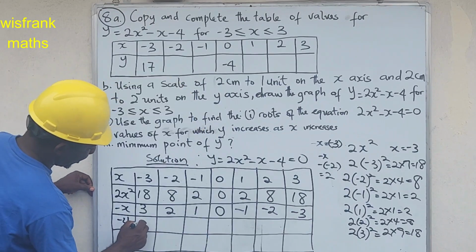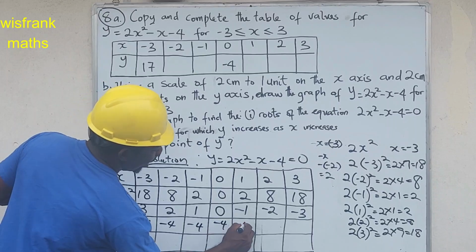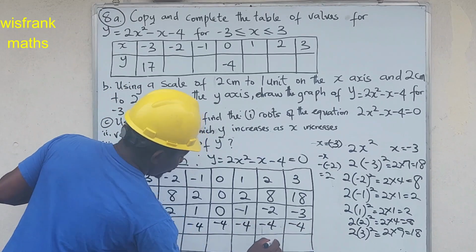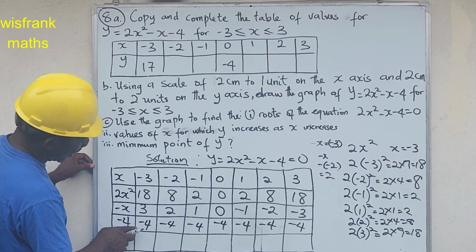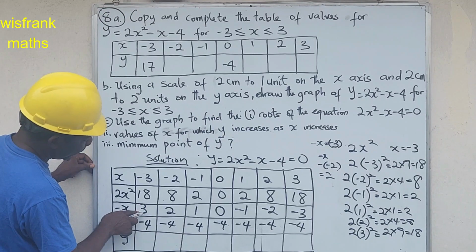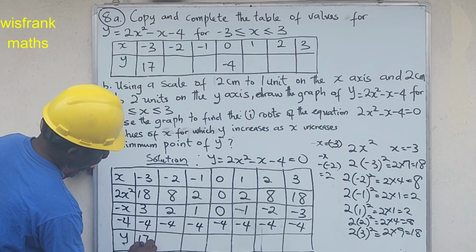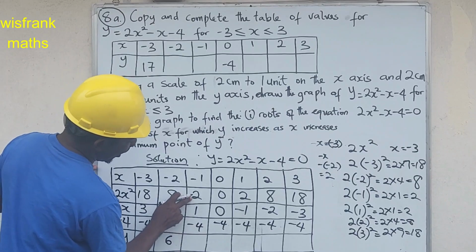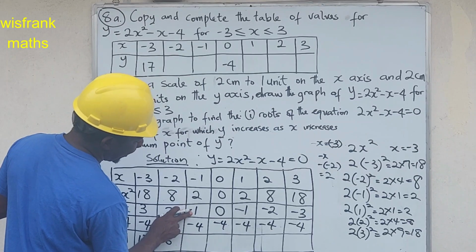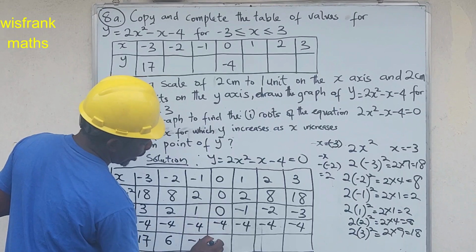So in this case, we bring in −4. We just replace −4 here, so this row is −4 all through. When we add, we add here to here for us to have the value of y. So 18 plus 3, we have 21. 21 minus 4 is 17. We have 8 plus 2, 10. 10 minus 4 is 6. We have 2 plus 1, 3. 3 minus 4, −1. 0 plus 0 minus 4, we have −4.